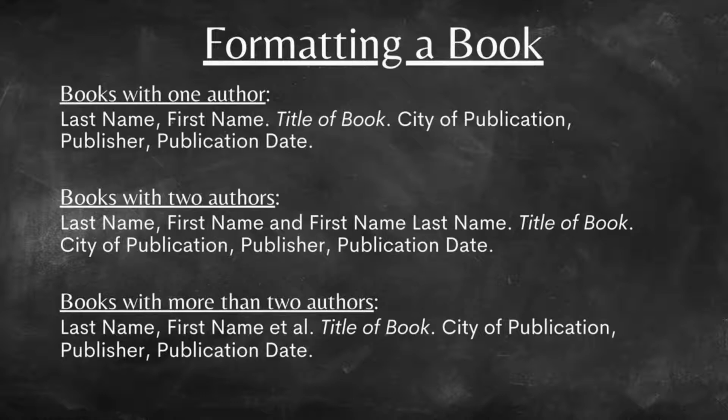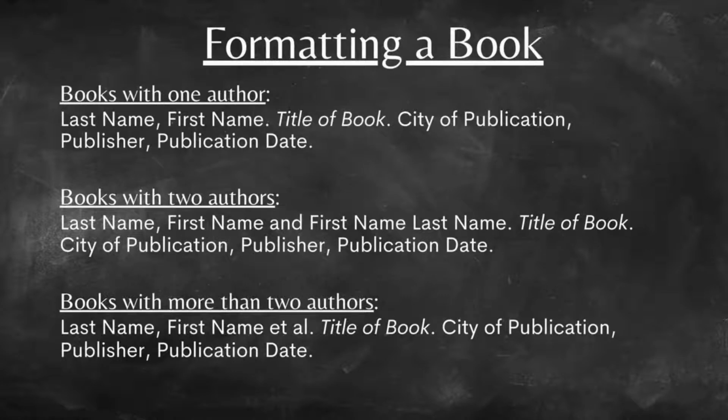So when you're formatting a book, it's a little simpler here. There are 3 different ways you do it, depending on how many authors you have. If you just have one author, you would do the last name, comma, first name with a period. The title of the book is italicized. Then you give the city of publication, the publisher themselves, and then the publication date. The publication date we'll use today as an example would be 26th of January, 2022. So use that day, month, and year format.